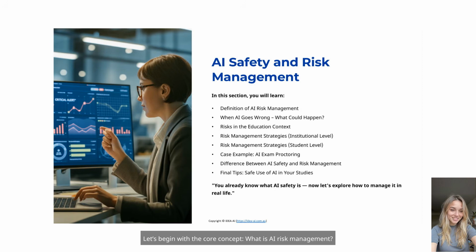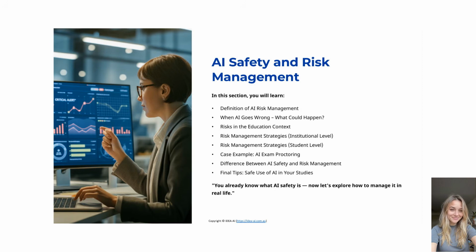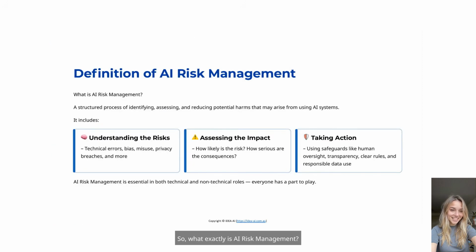What is AI risk management? So, what exactly is AI risk management? In simple terms, it's a structured way of identifying, assessing, and addressing potential harms caused by AI systems before they affect people. Think of it as a three-step process.